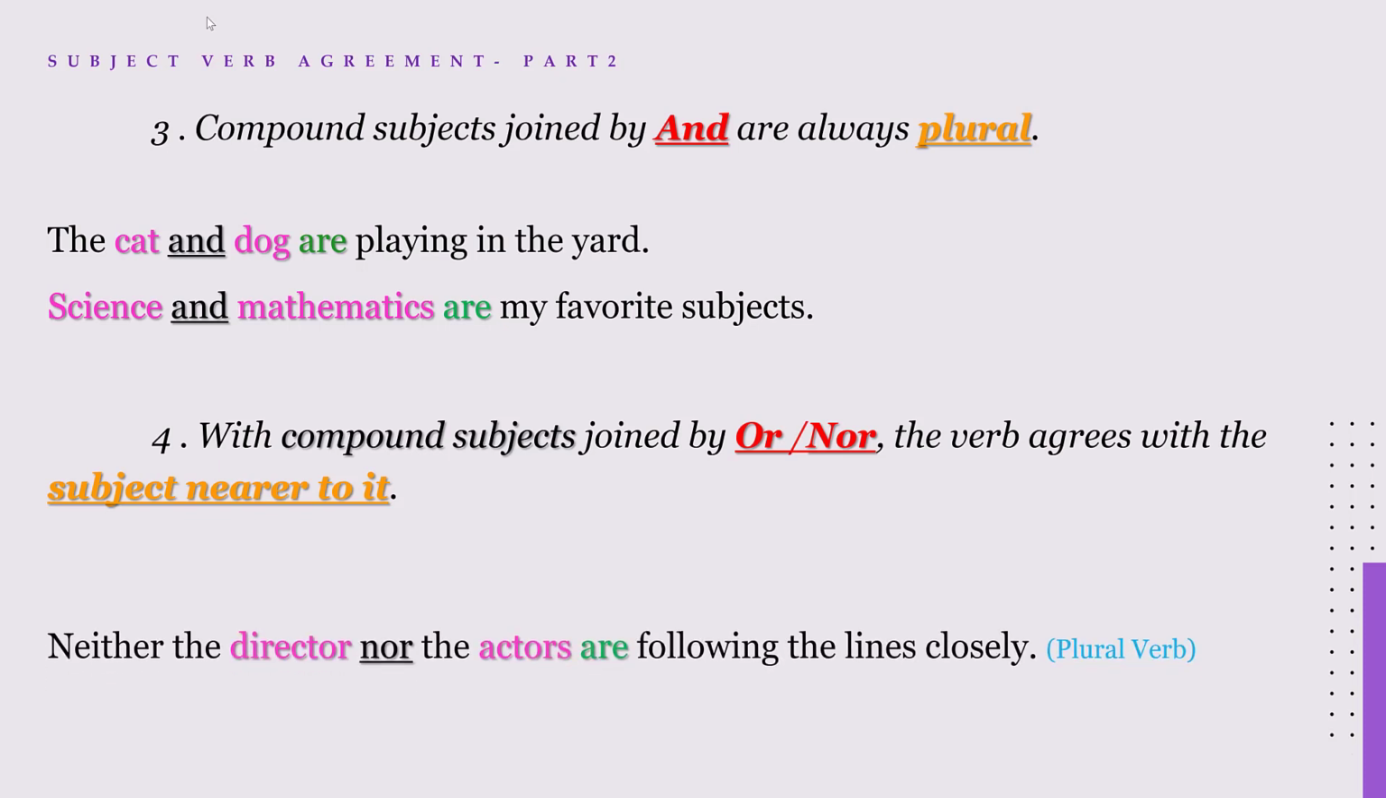Neither the director nor the actors are following the lines closely. In this example, we have two subjects, director and actors, that join together with nor. According to this rule, the verb should agree with the nearer subject. As you see, the subject that is nearer to the verb is actors, which is plural. Therefore, the verb should be plural.